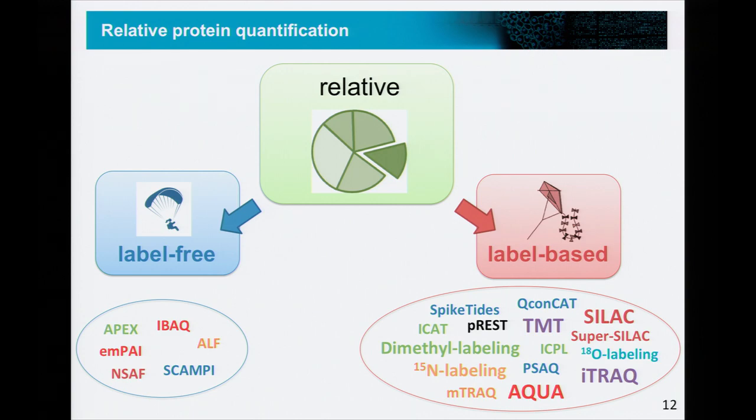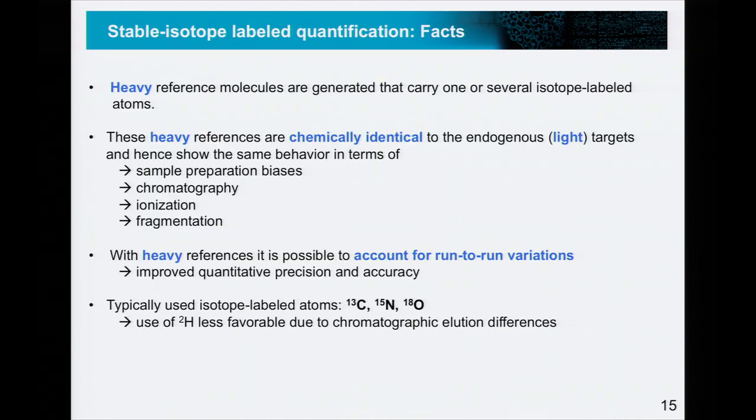And these approaches can be categorized into 4 groups, which differ in the way how isotope labels are introduced into your sample. Oh, yeah, maybe I forgot this. So this is just the facts sheet once more about stable isotope labeling. So what you always do in any of these approaches, you somehow must generate a heavy labeled reference molecule that carries one or several isotope labeled atoms. And the whole theory behind these approaches is that these heavy references are chemically identical to your light, to your endogenous peptides or proteins in the sample.